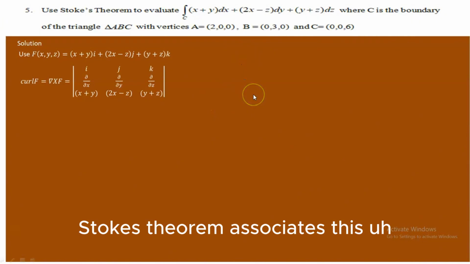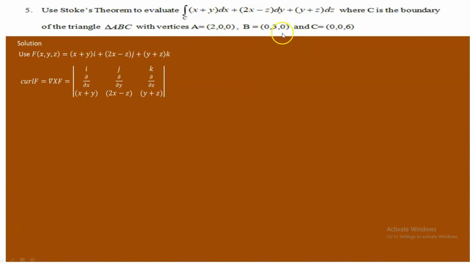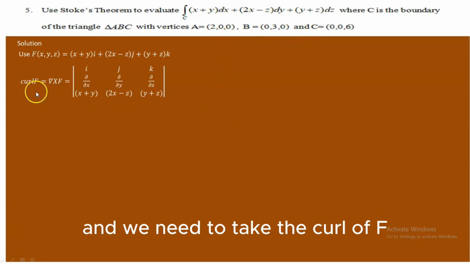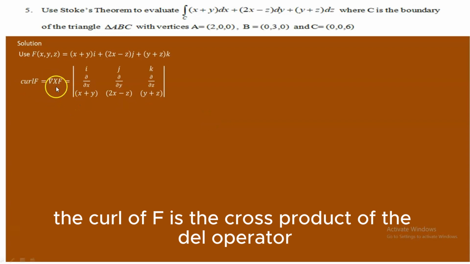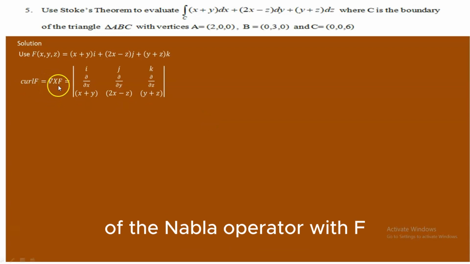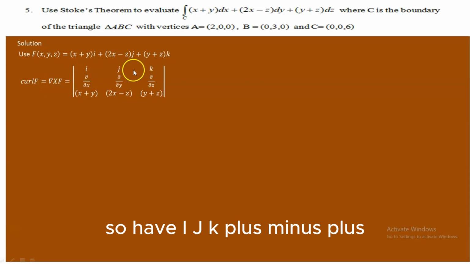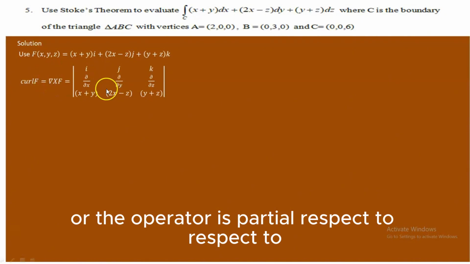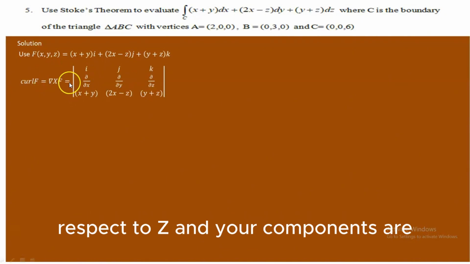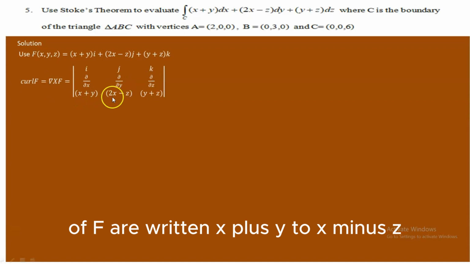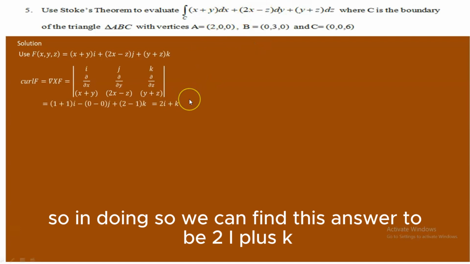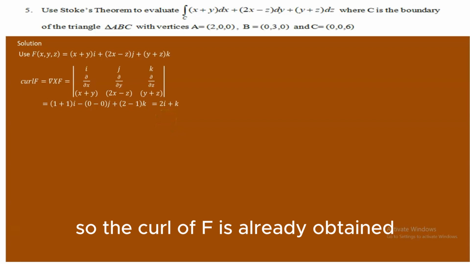Stokes theorem associates this line integral with a surface integral, and we need to take the curl of f. The curl of f is the cross product of the del operator, the nabla operator, with f, so have i j k, plus minus plus, and this nabla operator is partial with respect to x, y, z, and your components of f are written x plus y, 2x minus z, y plus z, directly obtained from this one, as you see. So in doing so, we can find this answer to be 2i plus k. So the curl of f is already obtained.